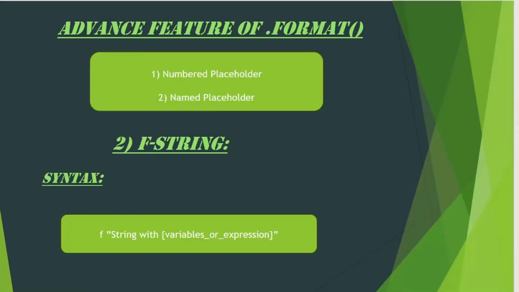In the same way, when we talk about named placeholders, a named placeholder allows us to insert values into a string using the variable's name instead of positional placeholders. Instead of relying on the order of values, we can specify which values go where by using names inside the curly braces. Let's look at an example.